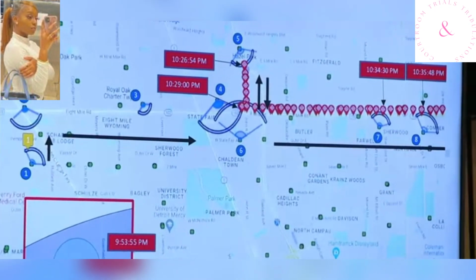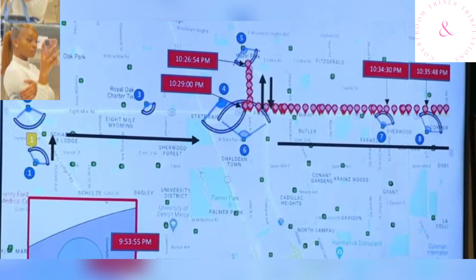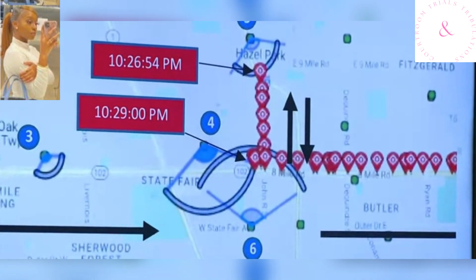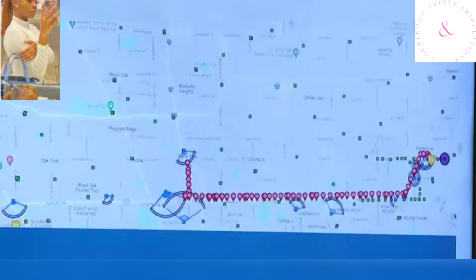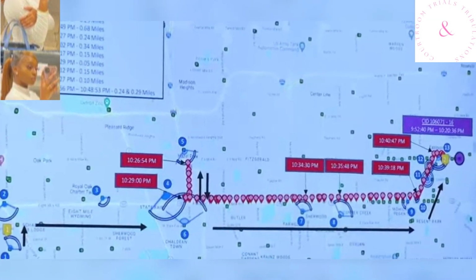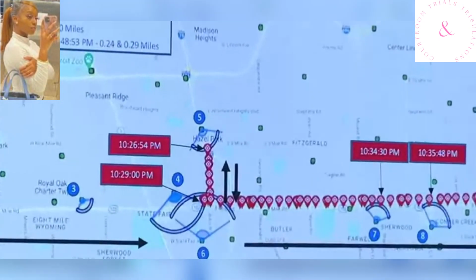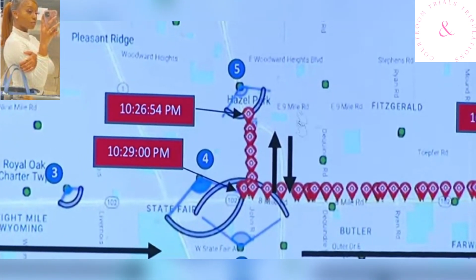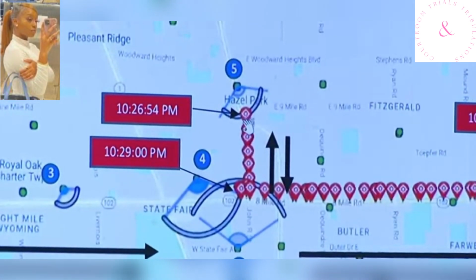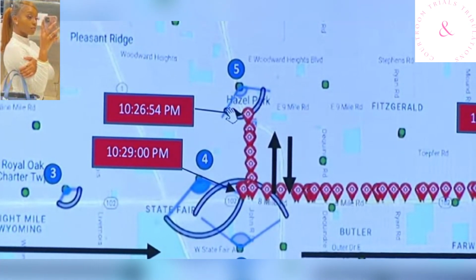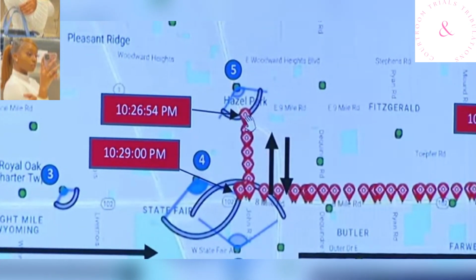Okay. And if so, we jump ahead to point number 5. What is the time associated with point number 5? 10:26:53 p.m. And what's the general location of point number 5? Just based off this map, it's in the Hazel Park area. You can see Hazel Park right underneath that arc.